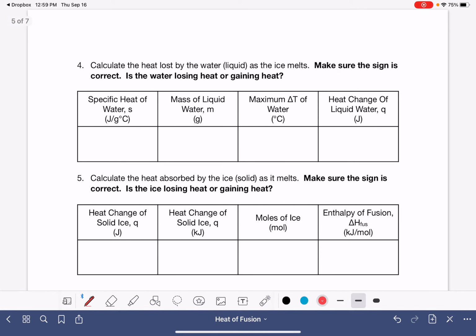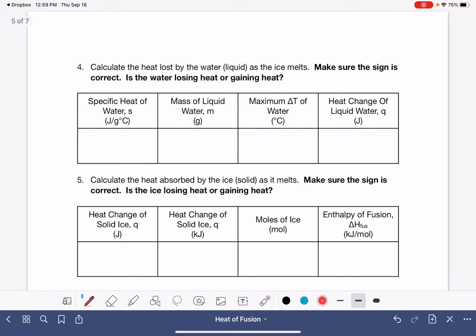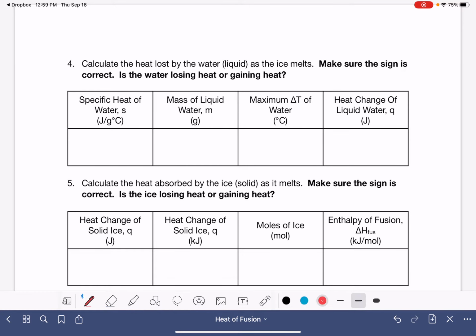Over on the next page, you're going to do some enthalpy calculations. So you're going to report the specific heat of water. That is a constant. You need to look that number up if you don't already have it just memorized from using it over and over again. Constant. So go look that number up, the specific heat of water.